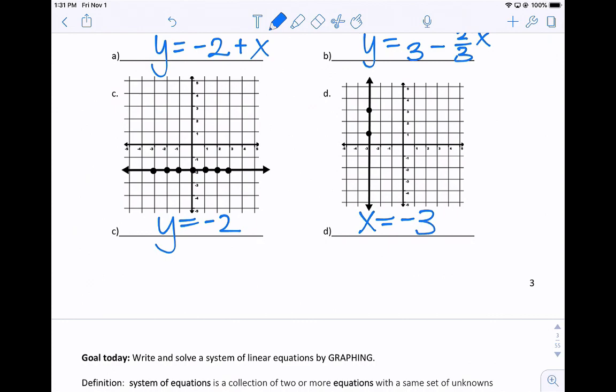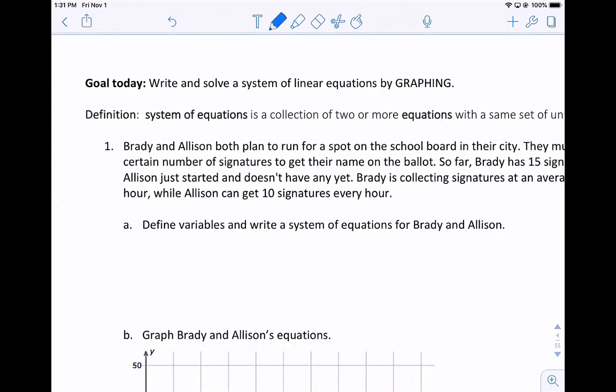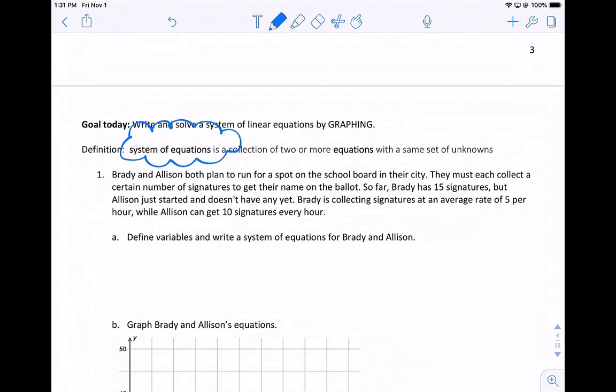So quick review, because today we're going to look at solving systems of linear equations by graphing. So that's why we're reviewing all the graphing. Definition: a system of equations is a collection of two or more equations with the same set of unknowns. So today we're going to just spend time looking at word problems, defining variables, setting up equations, and then solving a system of equations by graphing.